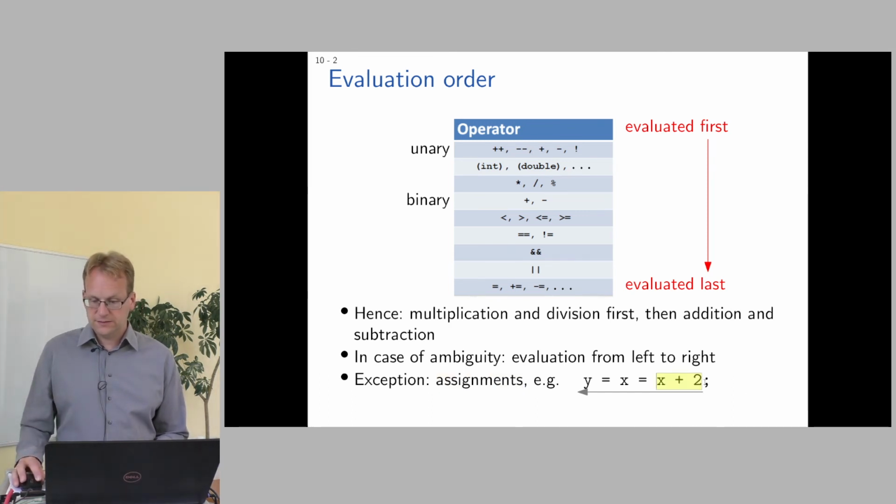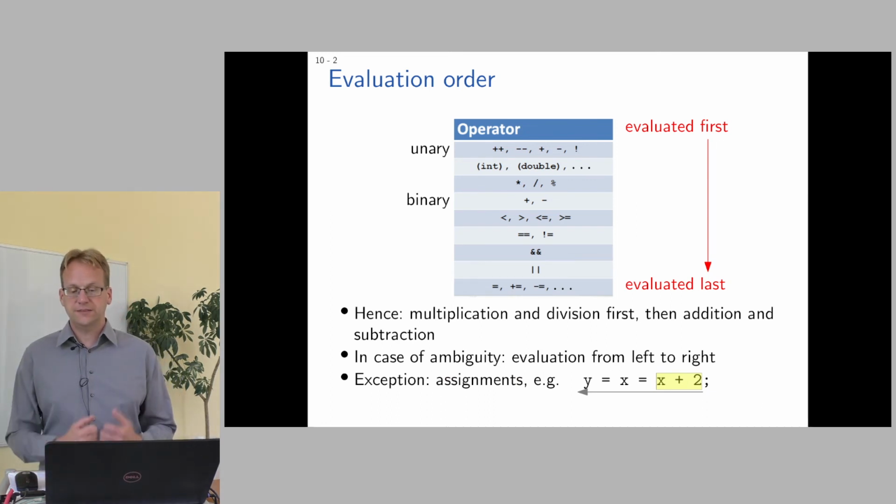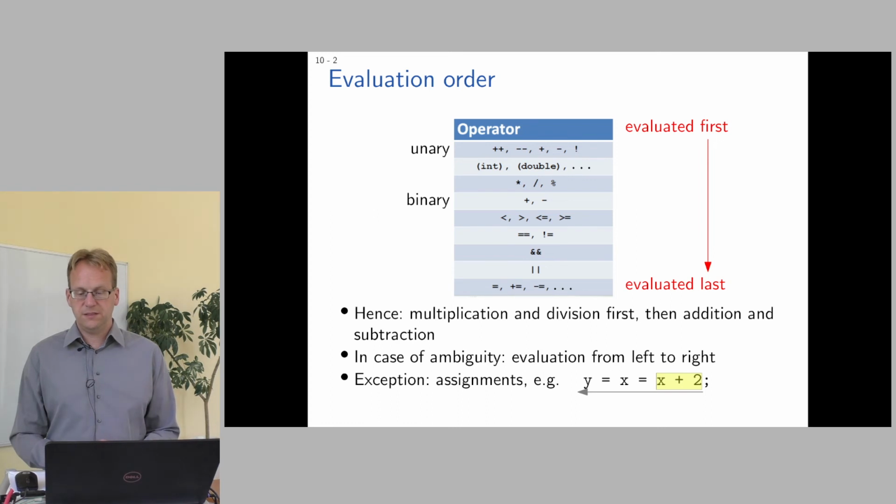So for assignments, the evaluation order is from right to left. So this is evaluated first, x plus 2. The result is maybe 7. This result is then assigned into this variable x. So before x was 5, but now x is 7. And now this result is assigned into this variable y. So y is now also 7. Assignments are read from right to left.